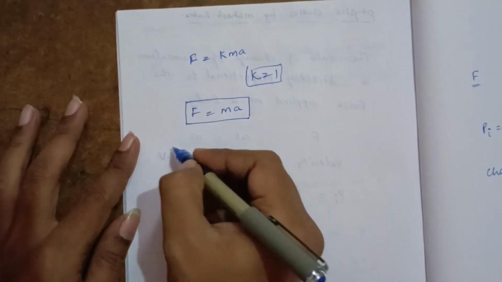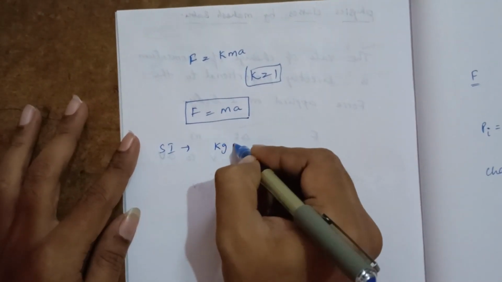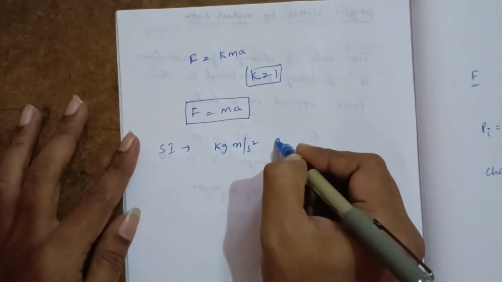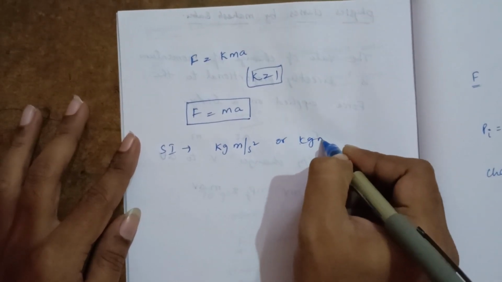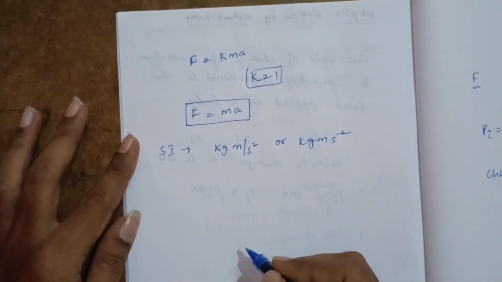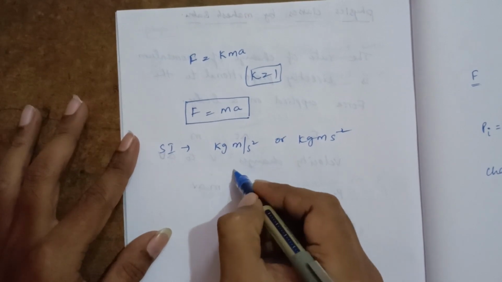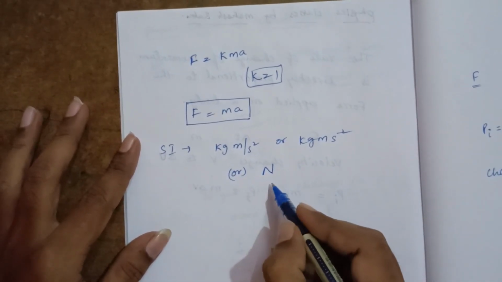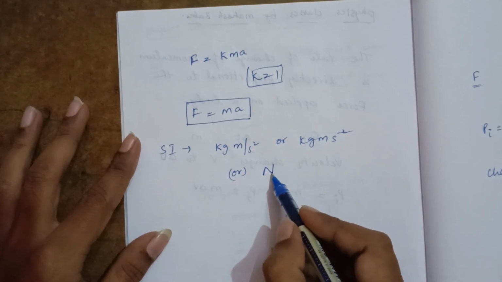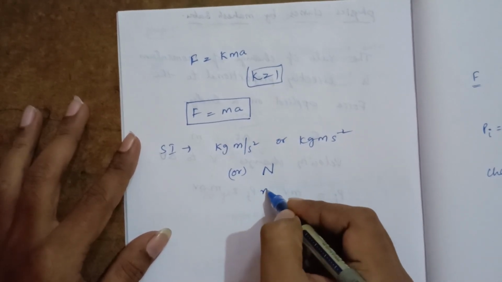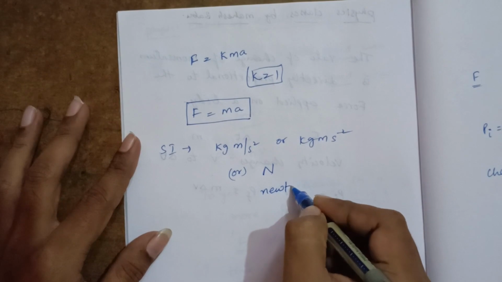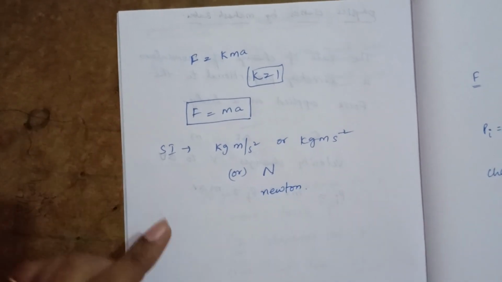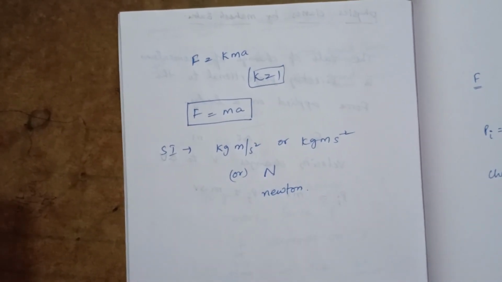Now the SI unit of force is kg meter per second square, or we can write it as kg meter second inverse square, or simply we can write Newton. Newton is a scientist's name. While writing the symbol we should use capital N, while writing the complete name, small n. While writing scientists' names as a unit we have this rule.